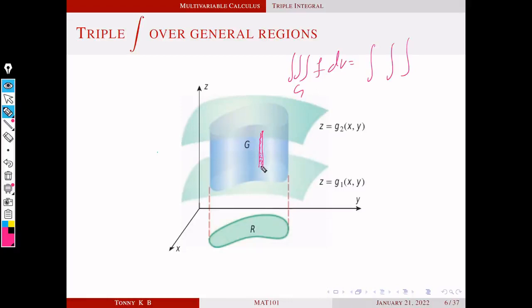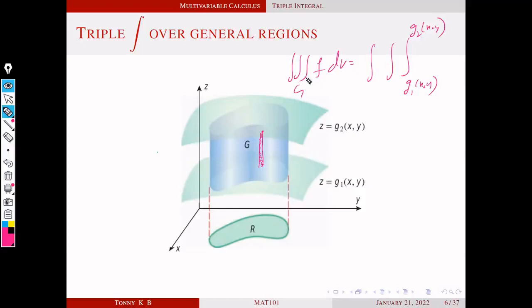So what is the lower value of the strip? The lower value is always from the surface, that means g1 of x, y, right? And what is the upper value of z? That is g2 of x, y. Then we have to cover the solid. To cover the solid, (x, y) should move along this region R. Then automatically this strip moves along the solid. So that's the idea. This region is the projection of the solid in the xy plane. That is our R.